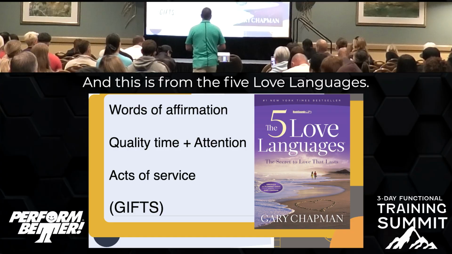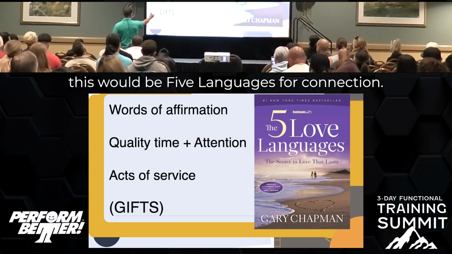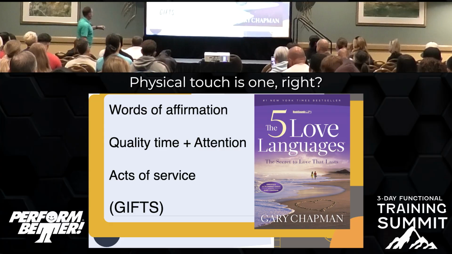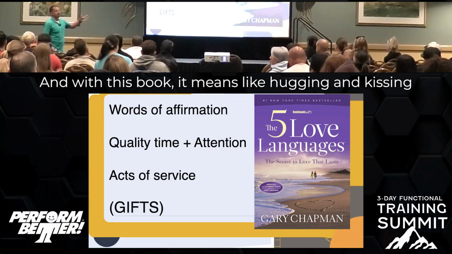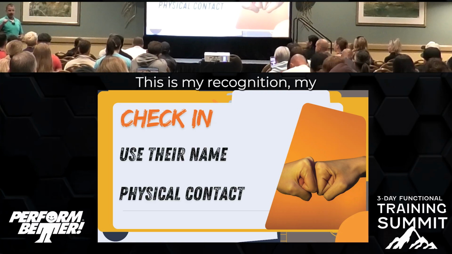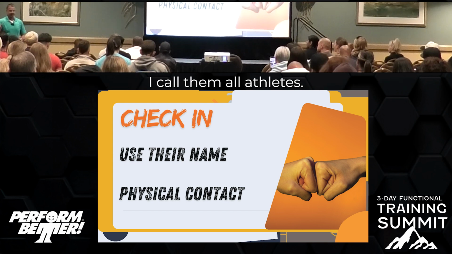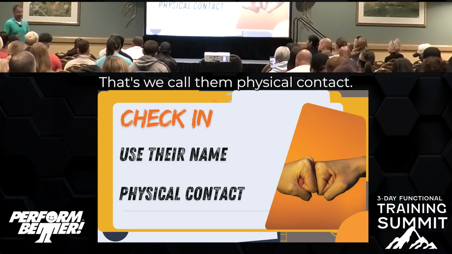And this is from the 5 Love Languages. A better title for this would be 5 Languages for Connection. Physical touch is one, right? And with this book, it means like hugging, kissing, like more intimate stuff. For me, it's just physical. This is my recognition, my love language to my clients, right? My athletes. I call them all athletes, by the way. If you have a body, you're an athlete. That's what we call them.